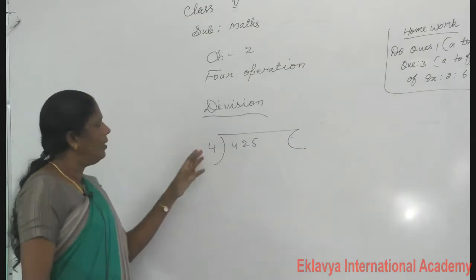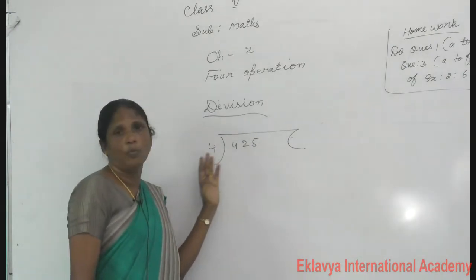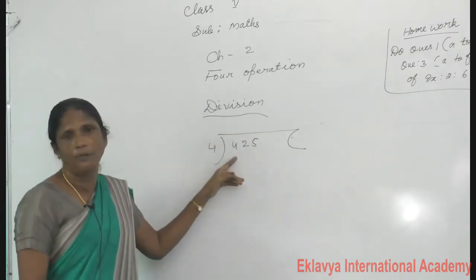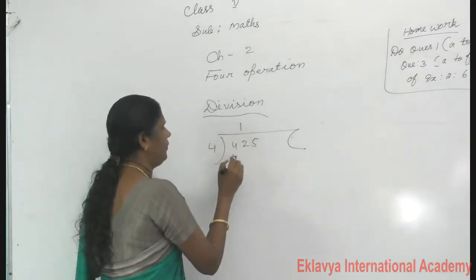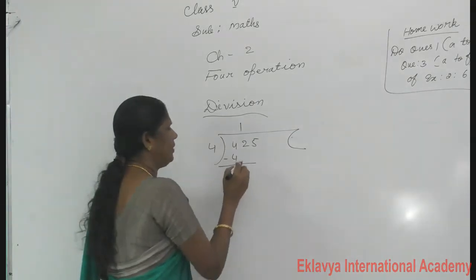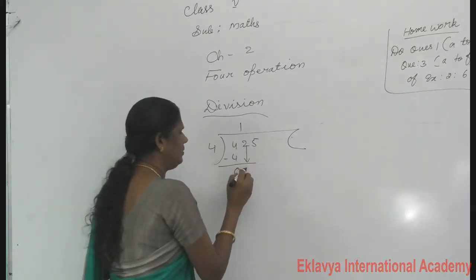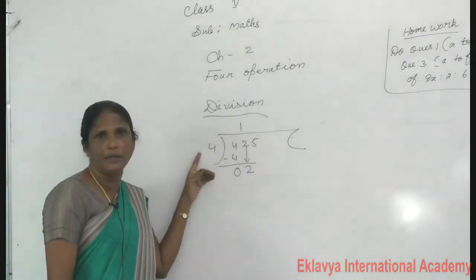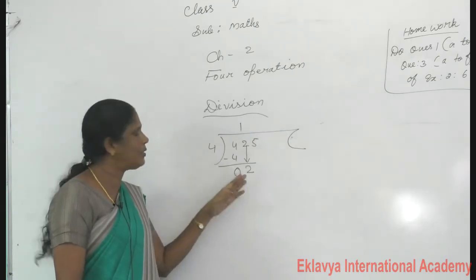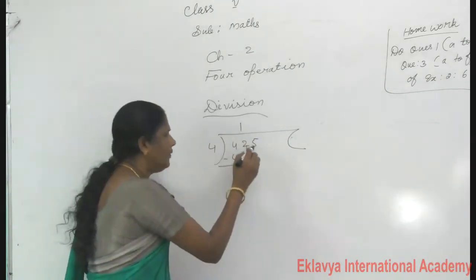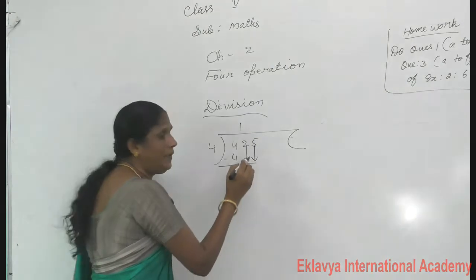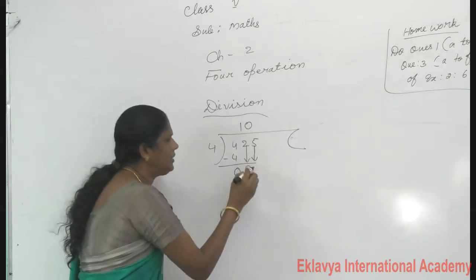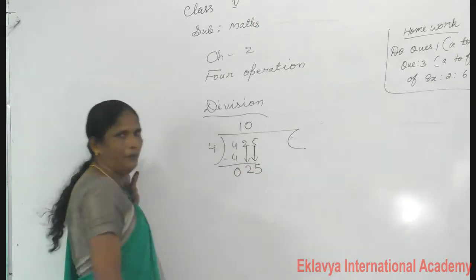Here 4 is greater, both are equal, then the table of 4: how many times does 4 go in 4? 1 time. Then 4 minus 4 is 0. Then 2 comes down. Now 2 is smaller than 4, 2 does not go in 4. Then we put a 0 in the quotient. Next digit we write down, 25.